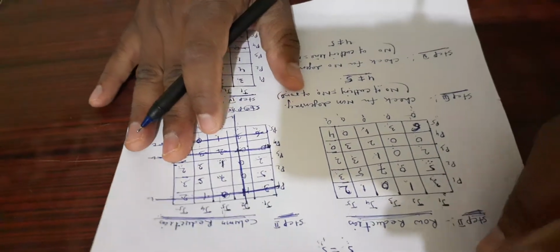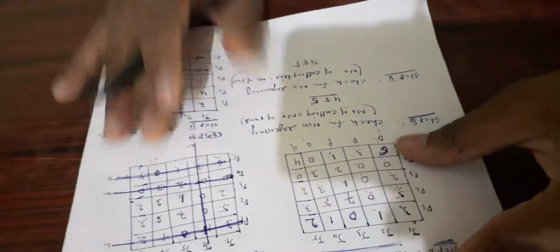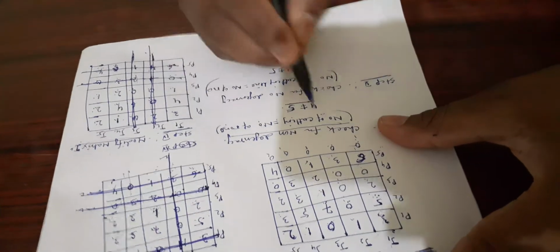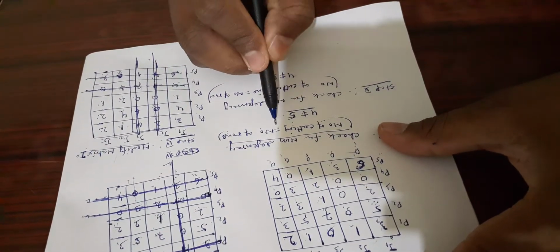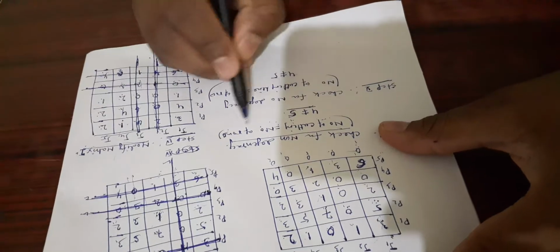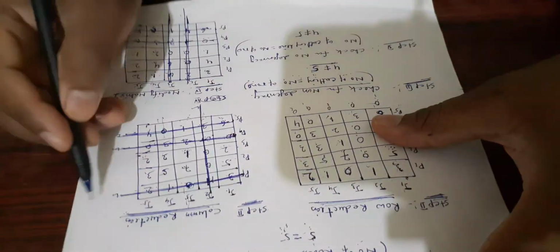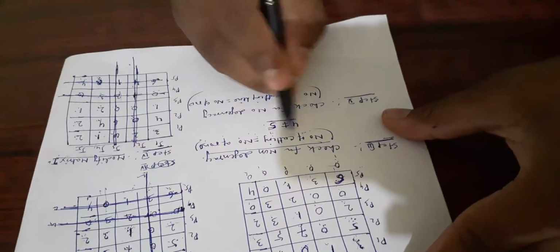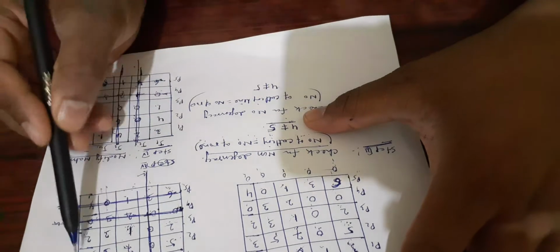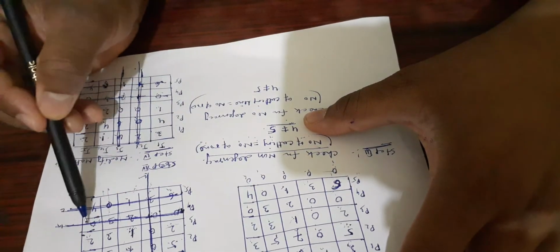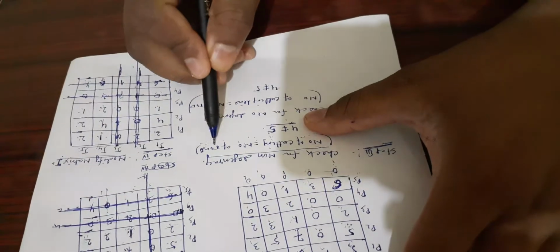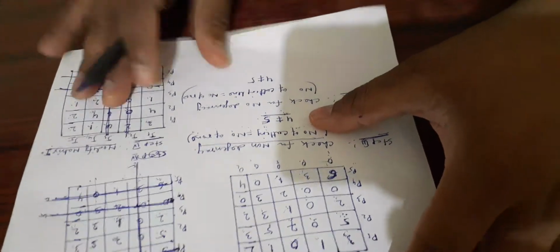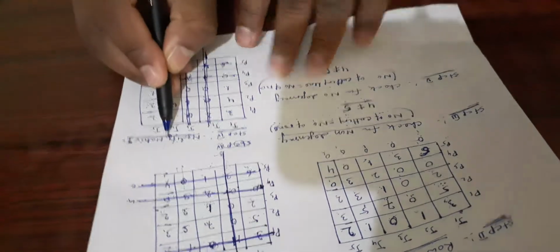After completing row reduction and column reduction, go to the next step, check for non-degeneracy. The number of cutting lines should be equal to the number of rows. The number of cutting lines is 1, 2, 3 and 4, so it is 4. The number of rows is 1, 2, 3, 4, 5, so the number of rows is 5. Both are not equal. Then go to the next step, modify the matrix.